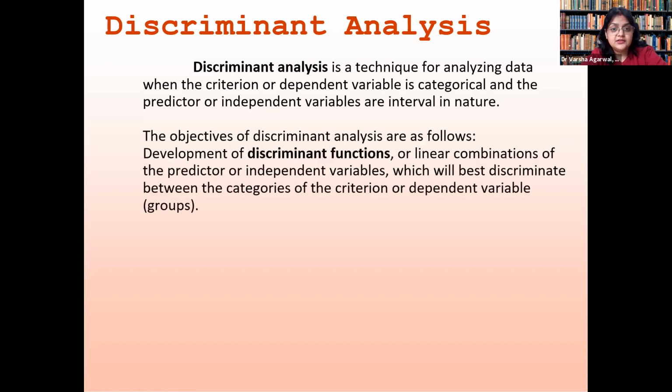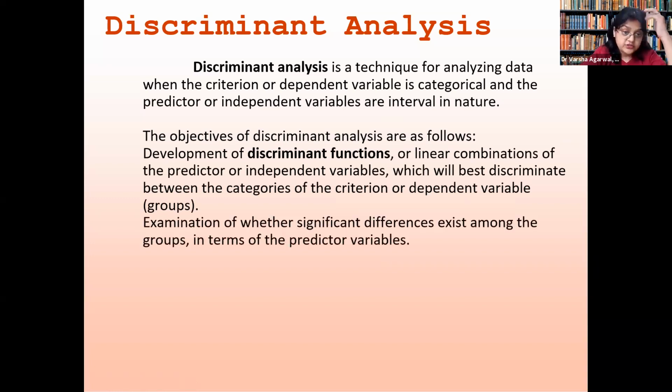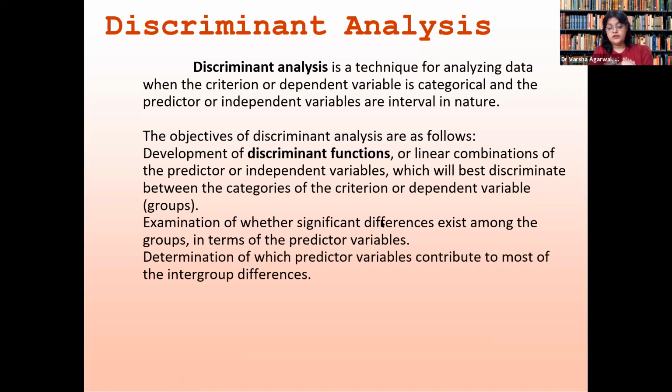The objective of discriminant analysis is, first, the development of a discriminant function, or linear combination of predictors. So this person is loyal or is not loyal: I will frame a function here, and when I put in the values, it will tell me whether a particular customer having these characteristics is a loyal or disloyal customer. So my discriminant function will tell me all that. Second, examination of whether a significant difference exists among the groups or not. If I say that female shoppers are more loyal to online shopping than male shoppers, what is the evidence for that? What does my data say, whether they show a significant difference or not? Discriminant analysis will give me the answers. Third, determination of predictor variables: who is contributing there?